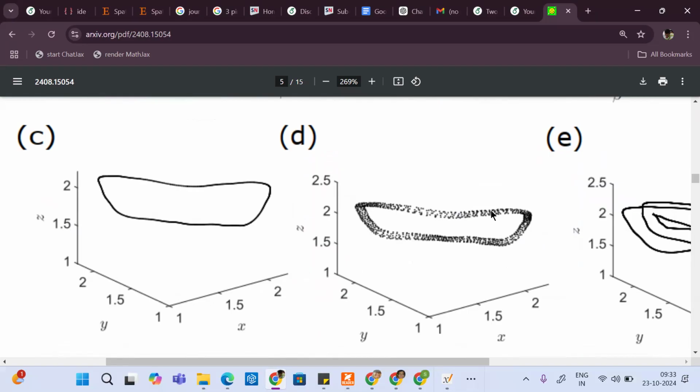Topologically, it is a vada, but it is a very slim vada. And this is a high dimensional torus. This is a torus, so this is quasi-periodic. This is also quasi-periodic, but it is one torus, 2 frequencies, so it is known as a 2 torus.